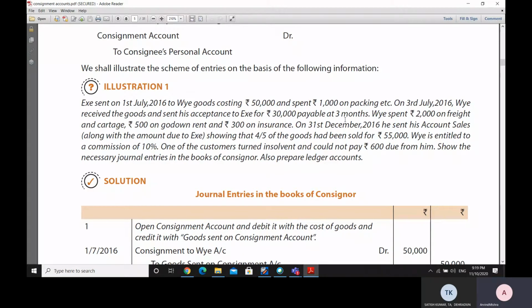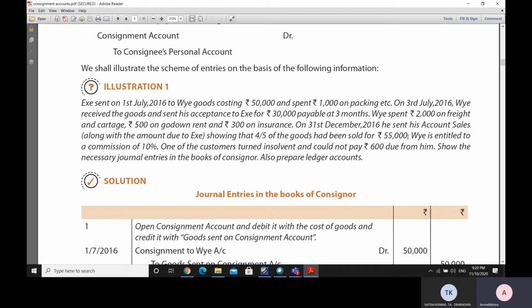Now Y spent 2,000 rupees on freight and cartage, Y also spent 500 rupees on godown rent, and Y also spent 300 rupees on insurance. Now comes 31st of December 2016, and Y sent his account sales, the account of the sales made by him, along with the amount which was due to be paid to X, that also he sent along with it. And he showed that 4/5 of the goods had been sold and 1/5 were not sold. So 4/5 were sold and they were sold for 55,000 rupees.